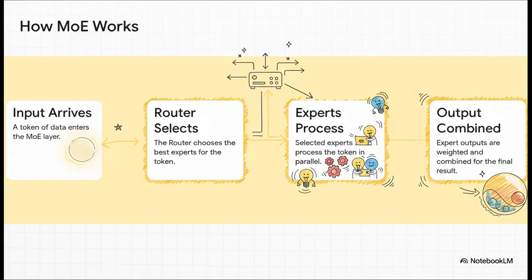So here's how that flow works in practice. A piece of data, a token, comes in. The router immediately analyzes it and picks the best couple of experts for that specific job. Then, those experts get to work at the same time in parallel. Finally, their results are intelligently combined to create the final output. It's just a beautiful and incredibly efficient system.